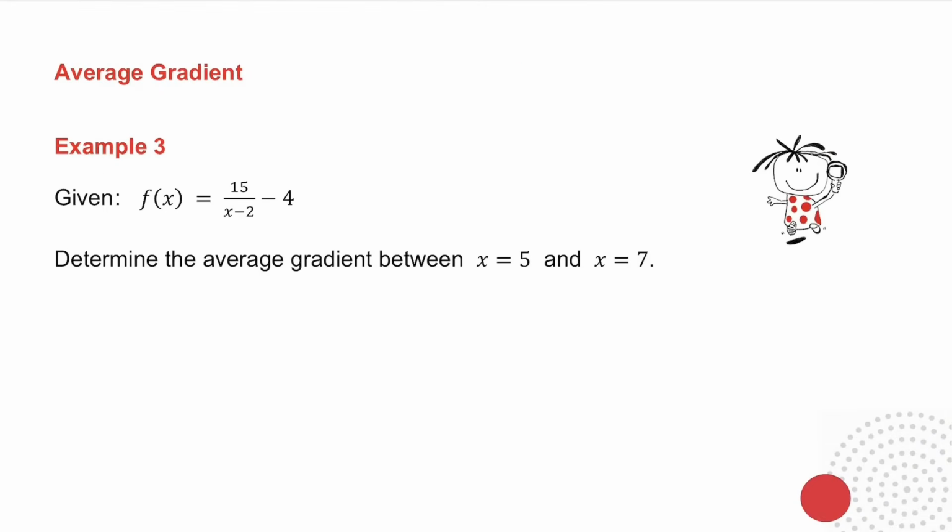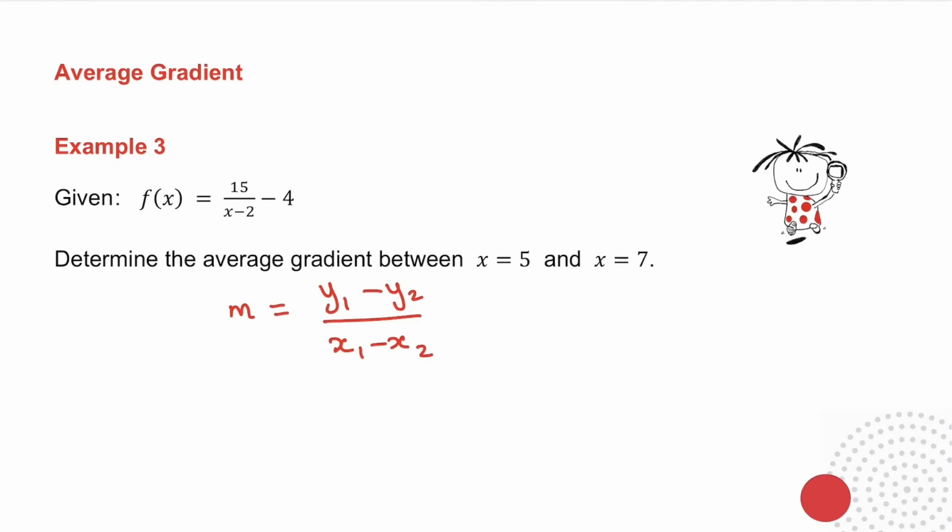The second thing we're going to look at is the average gradient. Now, if you've been given a curve and they ask you for the average gradient between 2 points, what they mean is they want you to take the 2 points, imagine there's a straight line drawn between them. So it doesn't matter what the original graph is, take the 2 points, imagine there's a straight line drawn between them, and get the gradient of that straight line. So a reminder that the gradient of a straight line is y1 minus y2 over x1 minus x2.